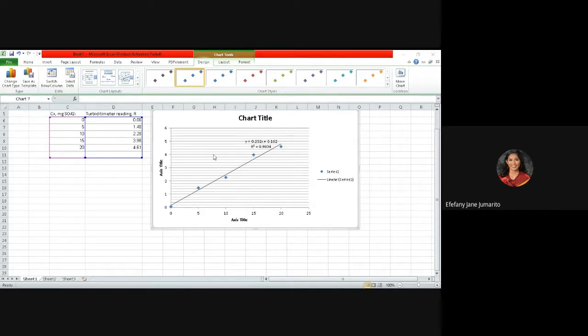Now we have this one. You do just like that in your Excel. That's why when you are in a laboratory class as an analyst, you use your computer to input your data so that you can also see the result. Okay, so that's it.